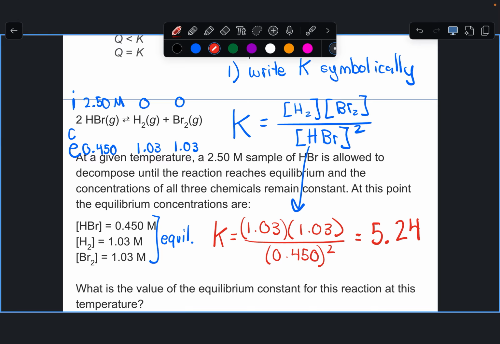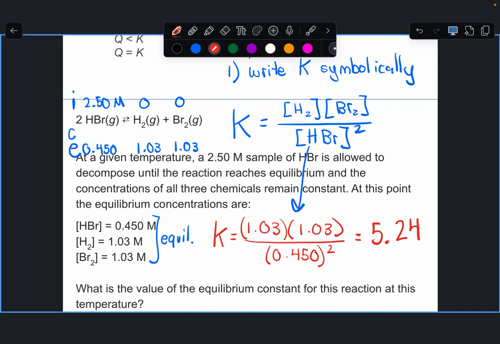Okay, so 5.24 is the equilibrium constant. So if you know the equilibrium values, you can really quickly determine the equilibrium constant. Or in the next problem, we're going to know the equilibrium constant and find an unknown value for one of those reactants or products.